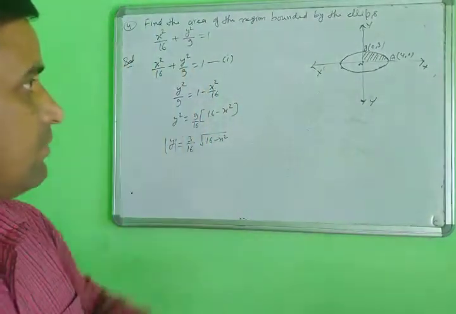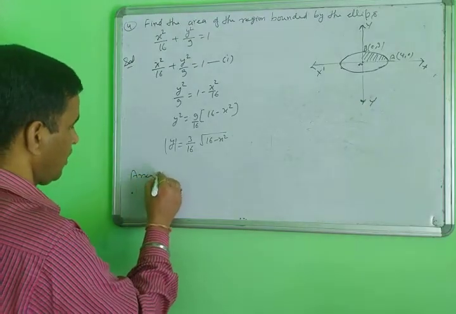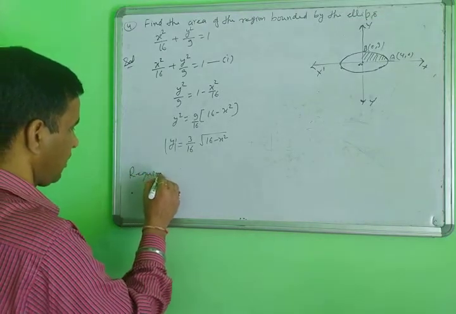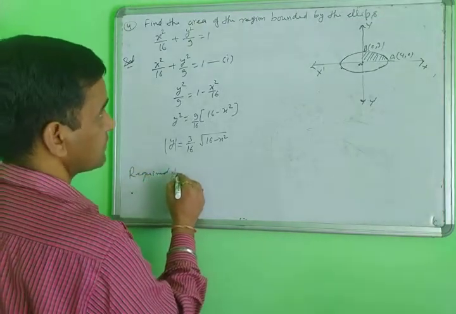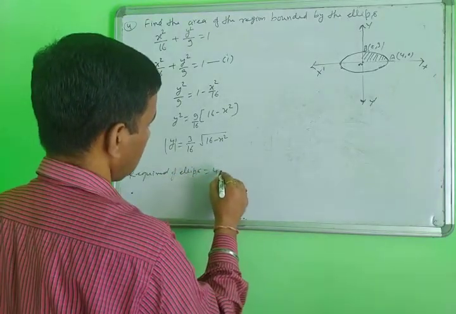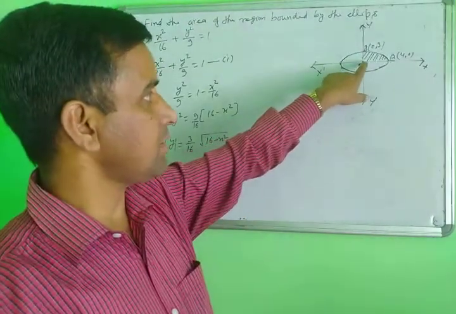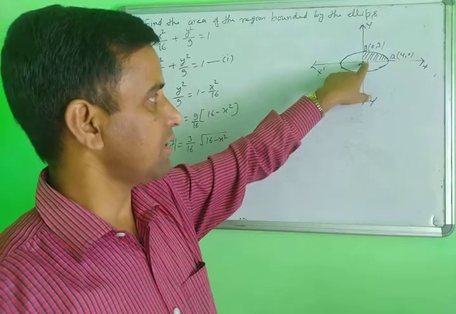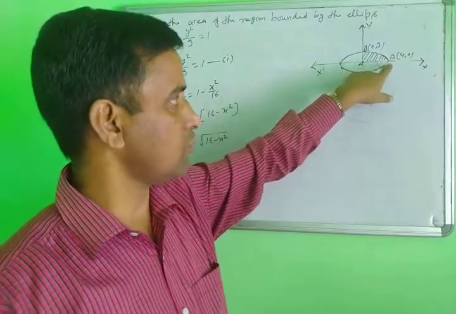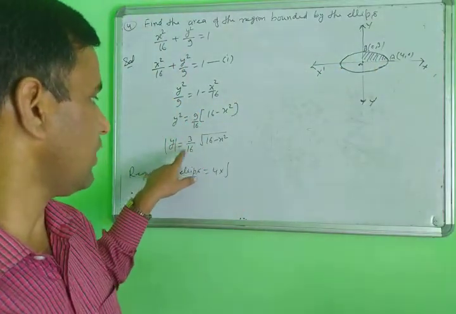So this is your diagram and how to find the area of this. Now the required area of the ellipse is 4 times the area in the first quadrant. What is the lower limit? Your lower limit here is 0. Suppose you are finding 0 to 4, or 0 to 3, this does not matter. You can take the limit 0 to 4 on the x-axis, then you will put mod y equal to this.